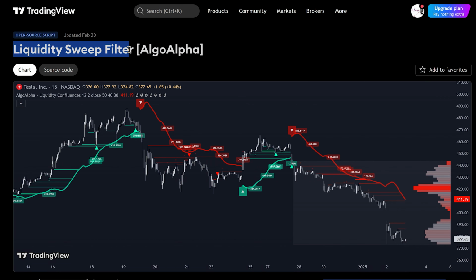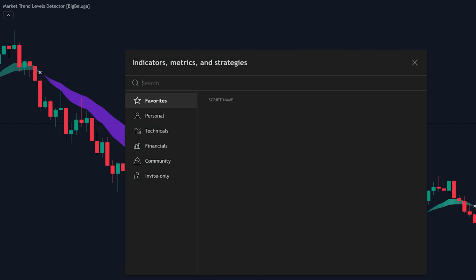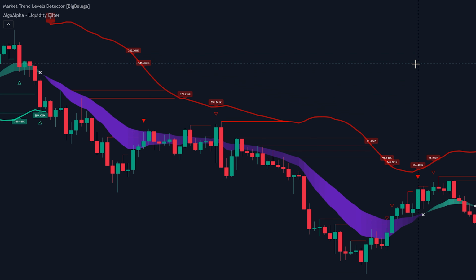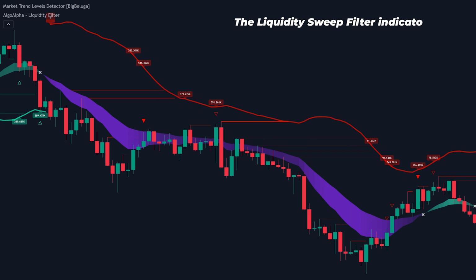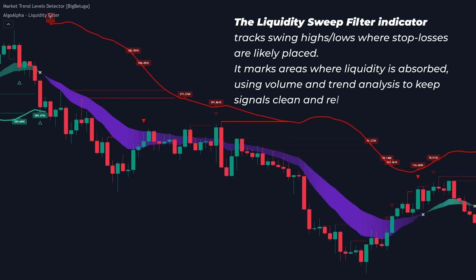Next, we need to add the liquidity sweep filter indicator. To do this, go to the Indicators tab again and search for Liquidity Sweep Filter. Select this version by Algo Alpha. Then, close the search box to return to your chart. The liquidity sweep filter indicator tracks swing highs and lows where stop losses are likely placed. It marks areas where liquidity is absorbed, using volume and trend analysis to keep signals clean and relevant.